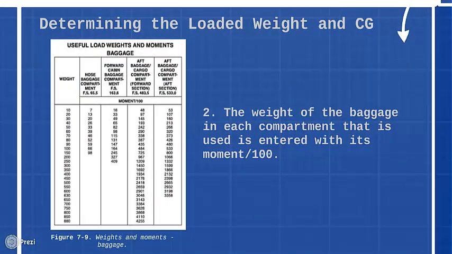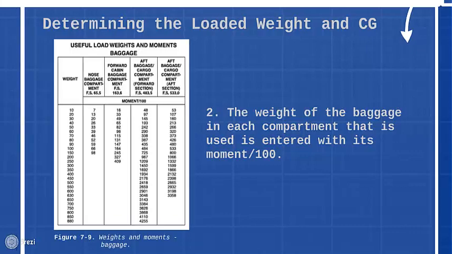Second, the weight of the baggage in each compartment that is used is entered with its moment divided by 100. This is determined in the weights and moments baggage table in Figure 7-9.